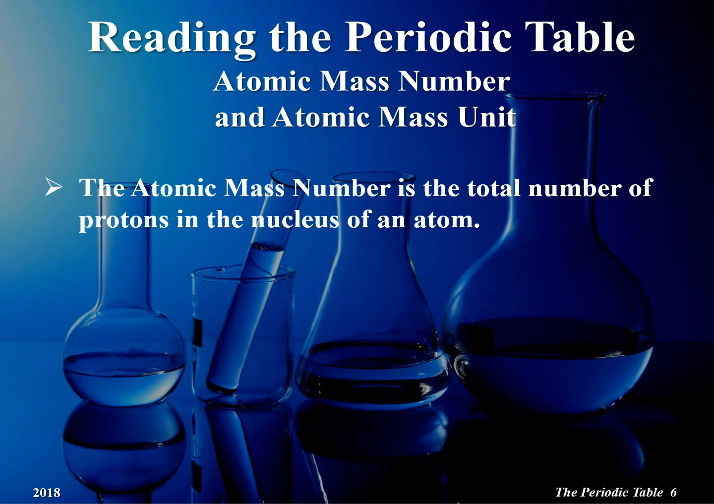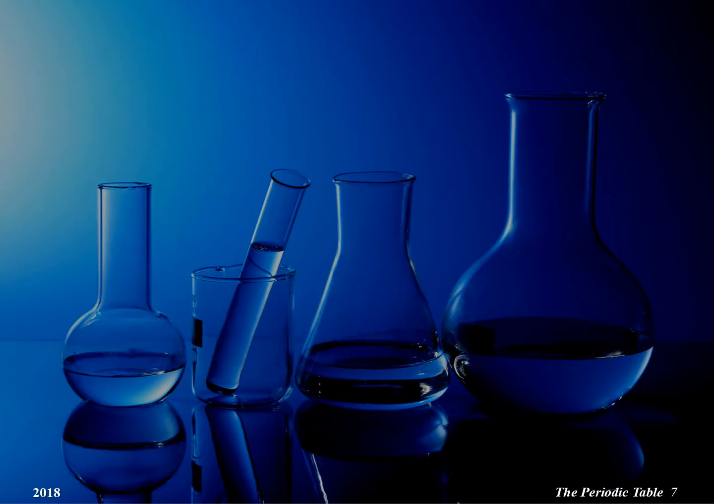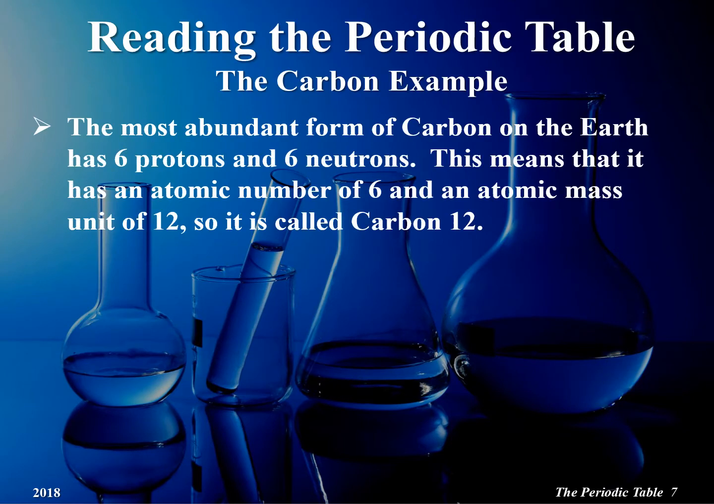2 of the key properties of an element are the atomic number and the atomic mass unit. The atomic number is the total number of protons in the nucleus of an atom. The atomic mass unit is the total mass of both the protons and neutrons in an atom. It is always expressed as a whole number. As an example, the most abundant form of carbon on the Earth has 6 protons and 6 neutrons. This means that it has an atomic number of 6 and an atomic mass unit of 12, so it is called carbon-12.